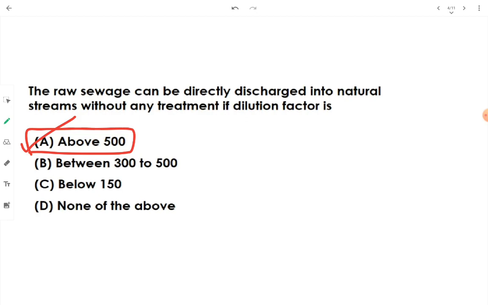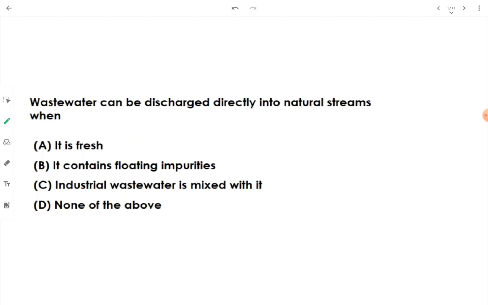Okay, let's go. Wastewater can be discharged directly into natural stream. Okay, this has been repeated.